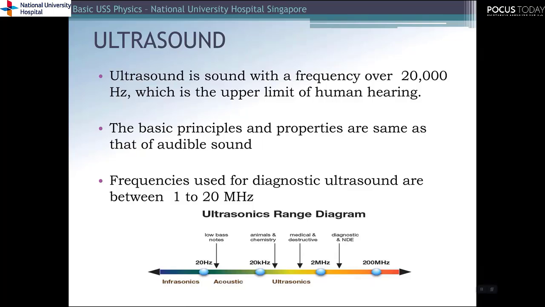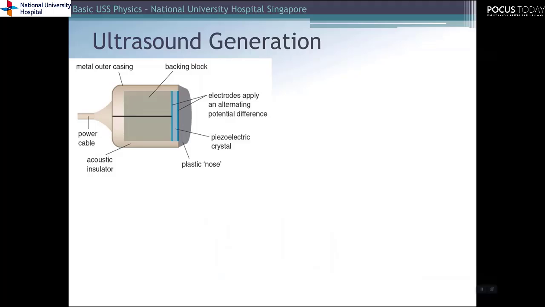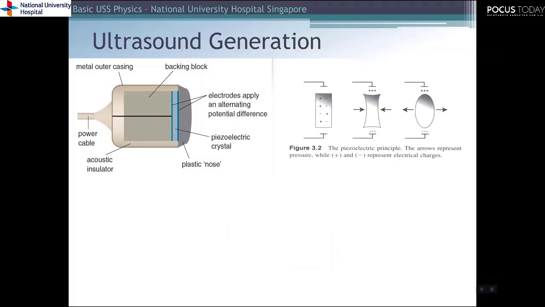Let's now look at the process and underlying principles of how ultrasound waves are generated. Medical ultrasound waves are generated by piezoelectric crystals. These are transducers that convert one form of energy to another and vice versa. Piezoelectric crystals used for ultrasound are lead zirconate. Application of electrical energy to these crystals causes them to vibrate at a defined frequency based on the properties of the crystals.